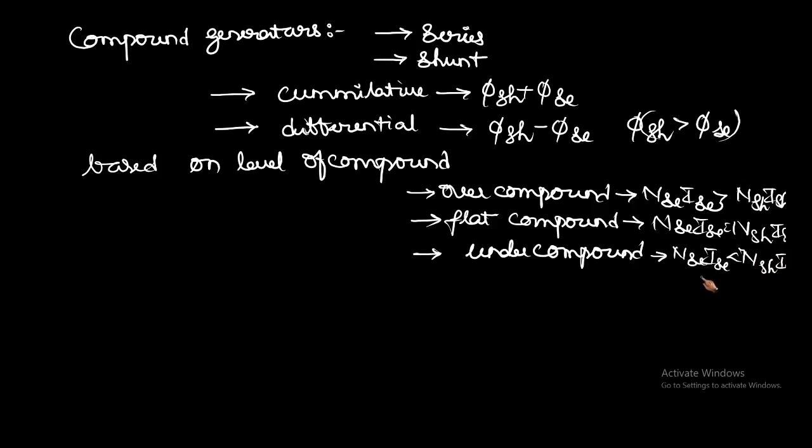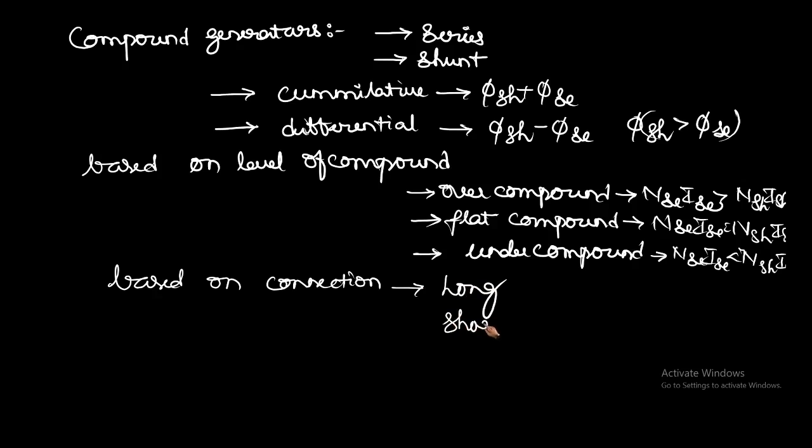What is this NSE ISE? It is the MMF in the series field winding and the MMF in the shunt field winding. So if these are the cases, based on compound levels, we have the different types of DC compound generators. And based on connection also we have one more classification. Based on connection we have two types: one is long shunt, another is short shunt compound generators. These are very important for the external exams.